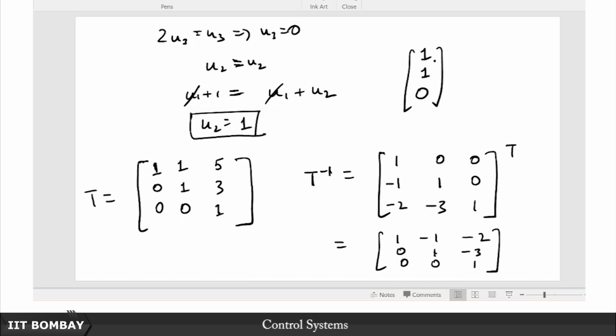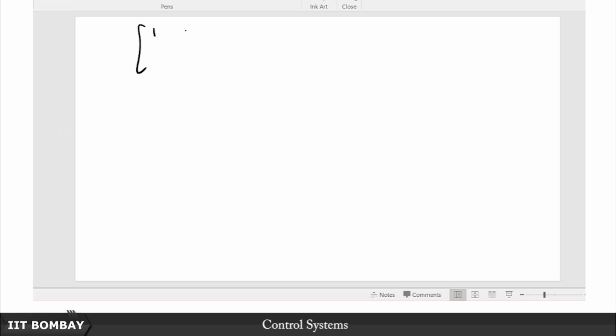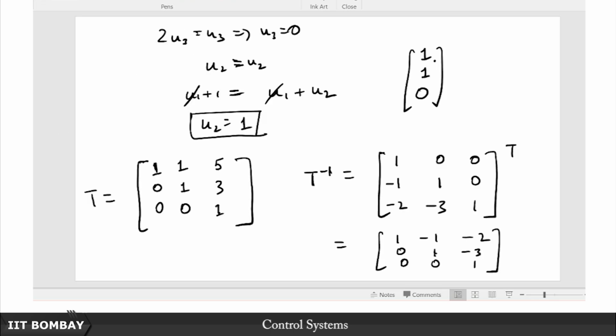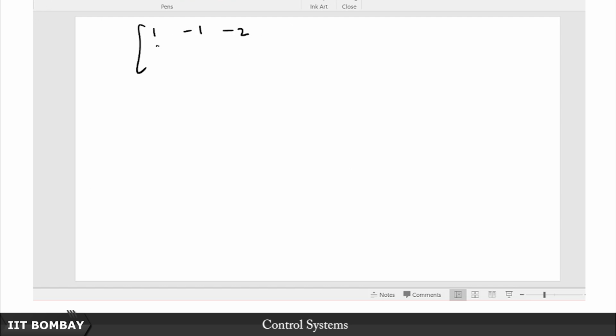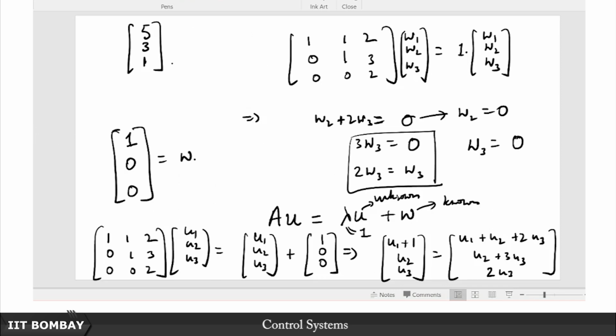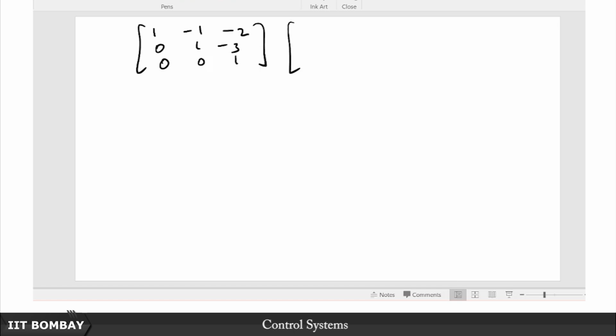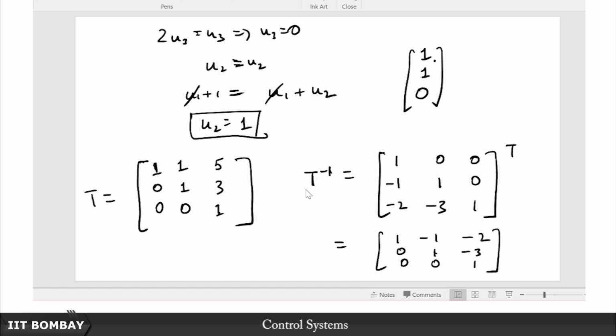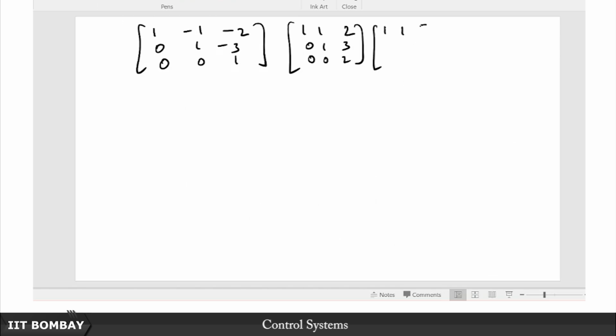So let us say T inverse AT: 1 minus 1 minus 2, 0 1 minus 3, 0 0 1, and then I take the A matrix, which is 1 1 2, 0 1 3, 0 0 2, and then I take the T matrix. T is 1 1 5, 0 1 3, 0 0 1.